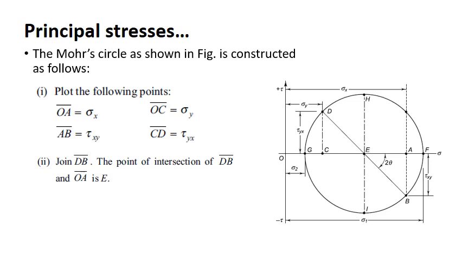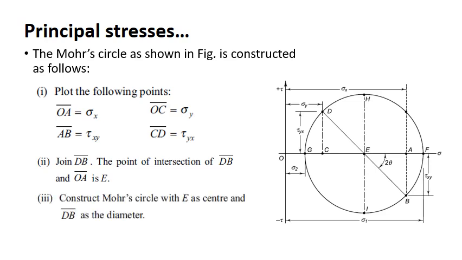So OF will give us sigma 1, that is the maximum value of the principal stress, and OG will give us the minimum value of the principal stress. So from sigma x, sigma y and tau xy, we can find sigma 1 and sigma 2. The other way around is also possible. If you are given the principal stresses, you can find the state of stress on the element. Reverse work.